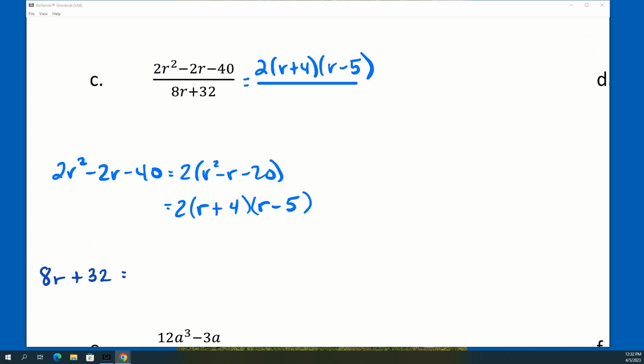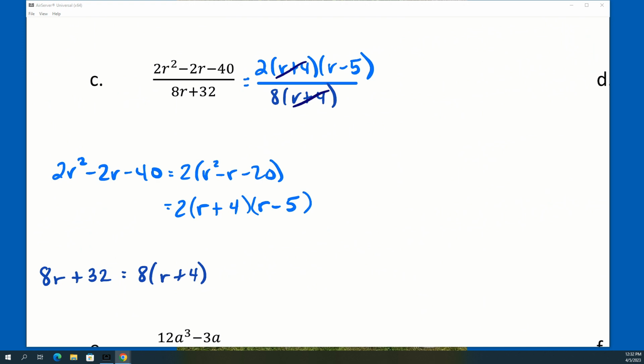And then for the denominator, really the only thing I can do is factor out a common factor of 8. So 8 times r plus 4 is my denominator. Okay, so the r plus 4 has to die because there's one on the top and one on the bottom.